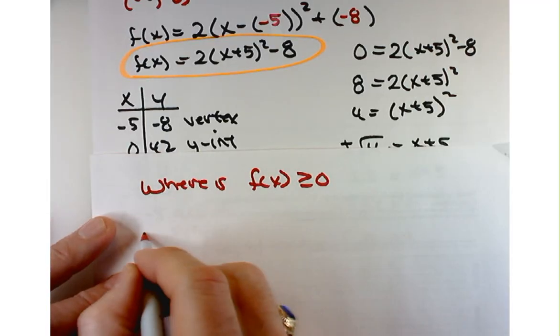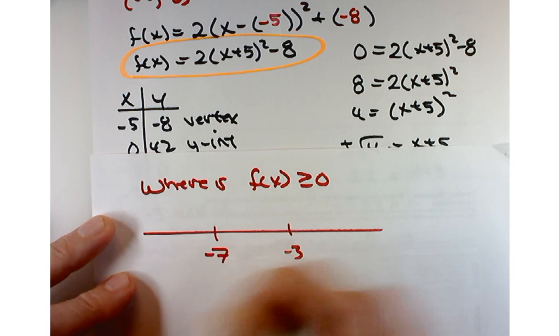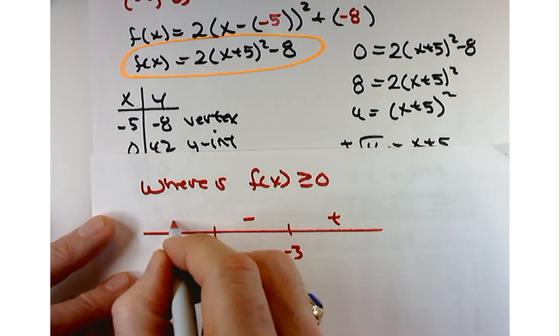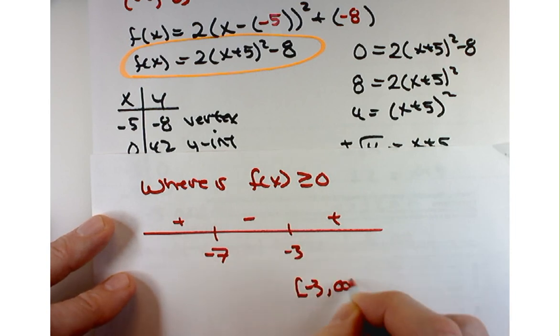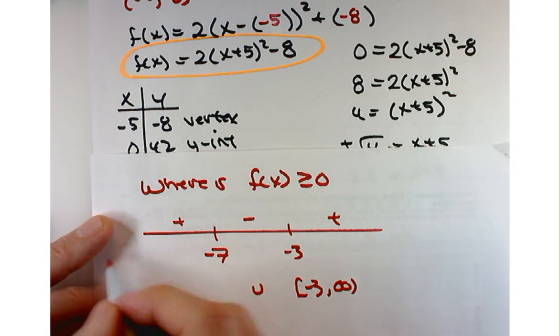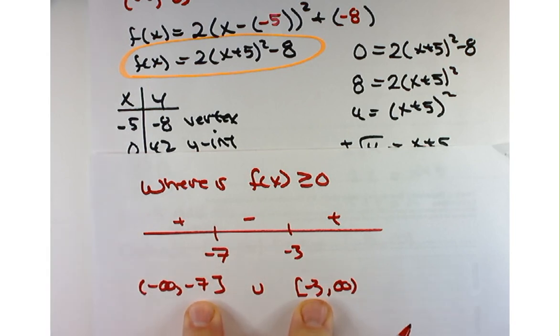So, -3, -7, basically positive, negative, positive. We want the interval to the right, so -3 to infinity, and the interval to the left, -infinity to -7. Both your finite numbers here get brackets.